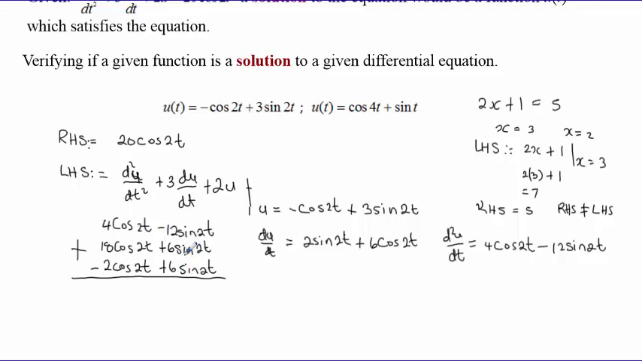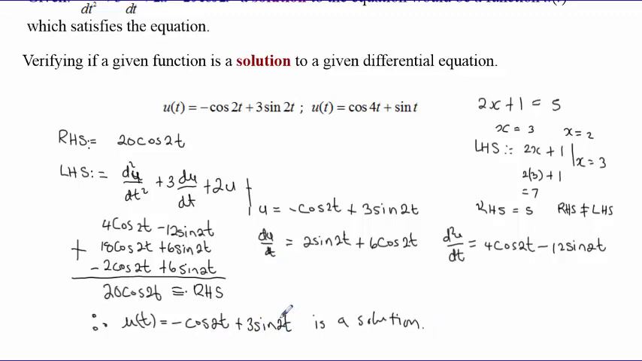So we can see here that this is 12 minus 12, that will be 0 there. And then when you come here, you got 4 plus 18, which will give you 22, minus 2, which will give you 20 cos 2t, which in this case is identically equal to the right hand side. So we can now conclude that u(t) equals minus cosine 2t plus 3 sine 2t is, of course, a solution to the given differential equation.